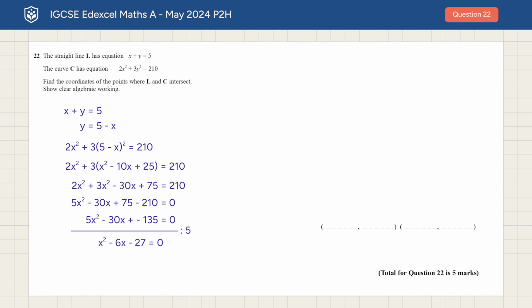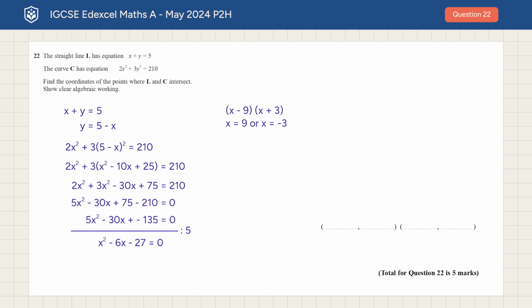Now we factor. We need two numbers that multiply to negative 27 and add to negative 6. Those numbers are negative 9 and positive 3. This gives us our two brackets, x minus 9 and x plus 3. So our x coordinates are x equals 9 and x equals negative 3.